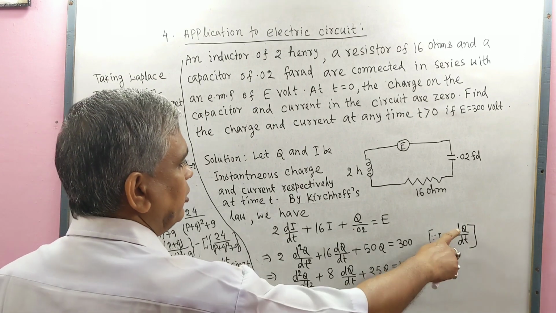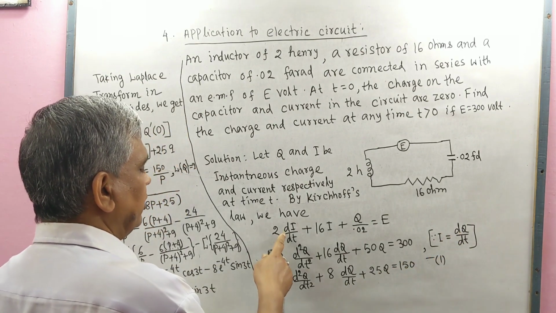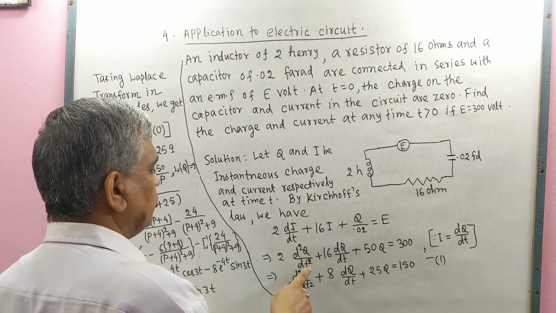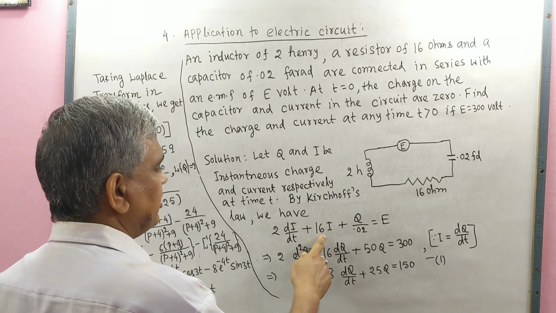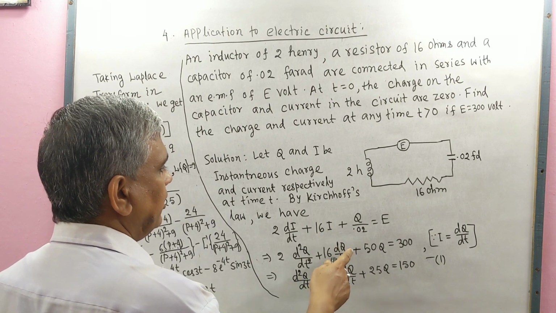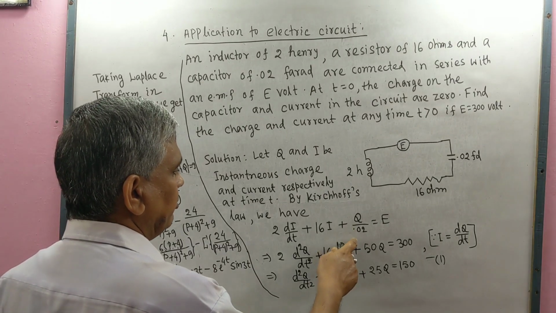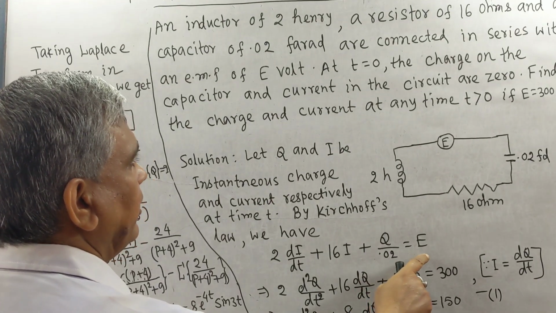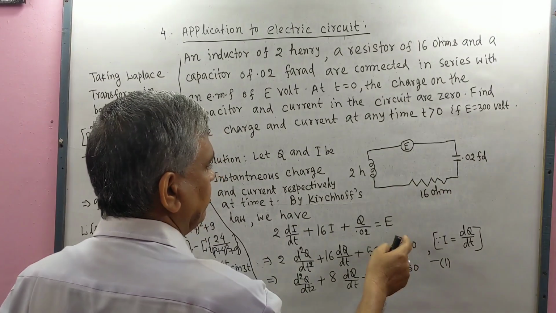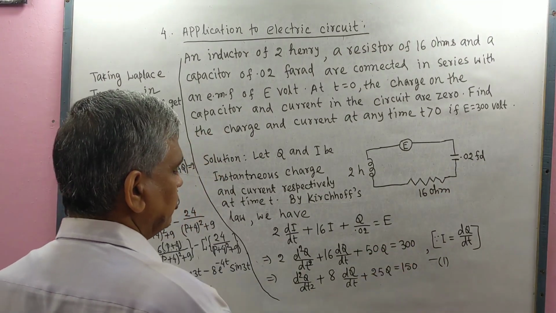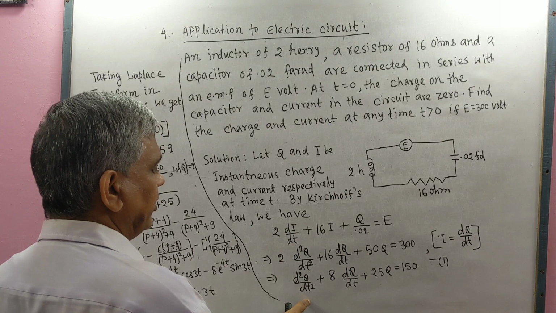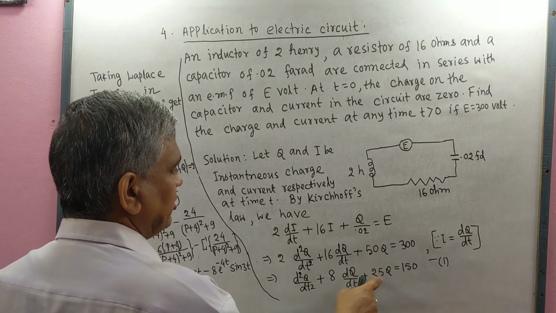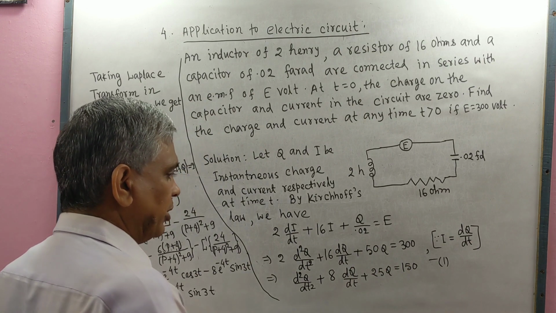As I equal to dq by dt, so here we put dq by dt, so we get 2 d2q by dt square plus 16 dq by dt, and here 1 by 0.02 is 50 q, and given that E equal to 300 volt. Dividing by 2 in both sides, d2q by dt square plus 8 dq by dt plus 25q equal to 150.